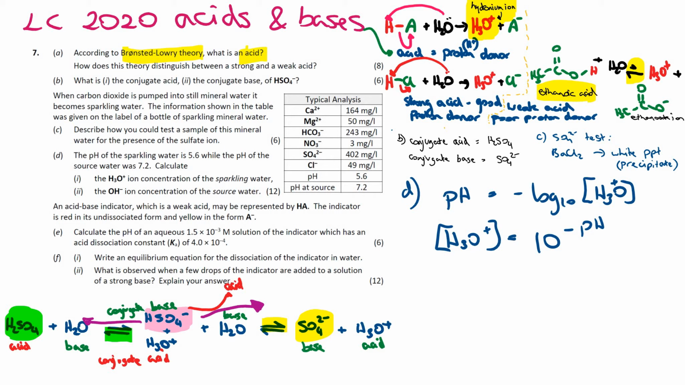So if you're asked the hydronium ion concentration in this, it's going to be 10 to the minus 5.6, which when you put it into the calculator works out as 2.511886. But we're given two significant figures in the question, so we may just leave it to that. 2.5 by 10 to the minus 6. As its concentration, it'll be moles per litre or moles per decimeter cubed.